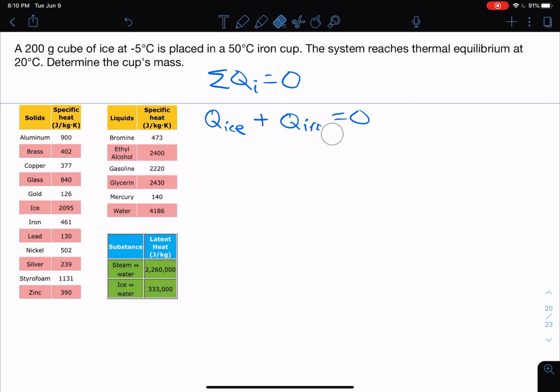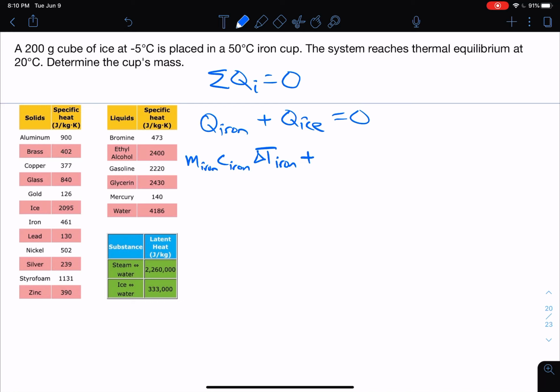And actually, let me rearrange this real quick. Let's put the iron first, put the ice second. It doesn't matter the order, but I'm just anticipating how I want to talk about this, which is why I changed it. So Q iron, the cup itself, the cup isn't melting. The cup is just going to change temperature. So we already know our formula for that. That's going to be the mass of the iron, the specific heat of iron, and the change in temperature for the iron.